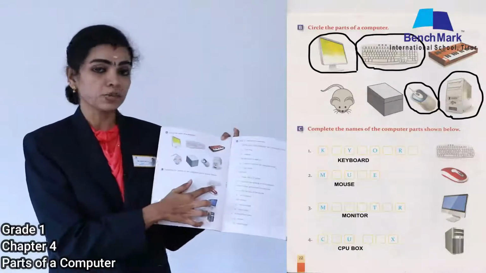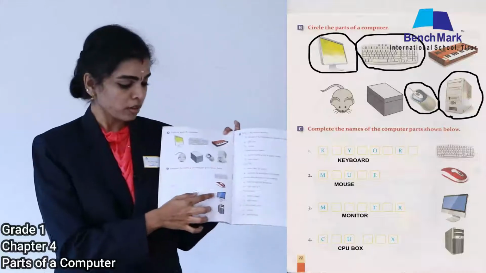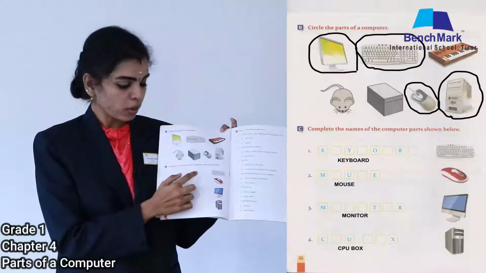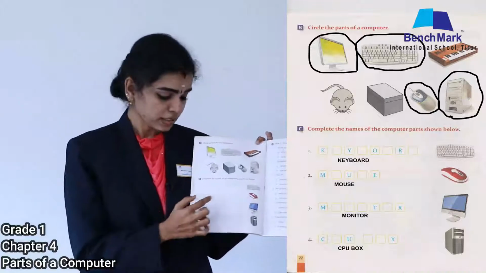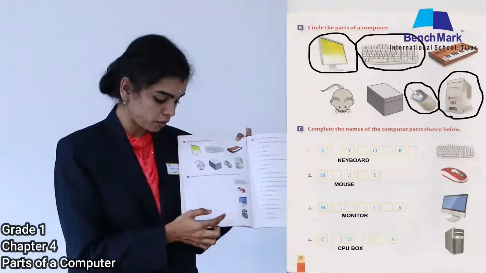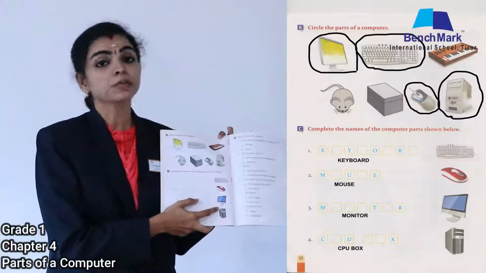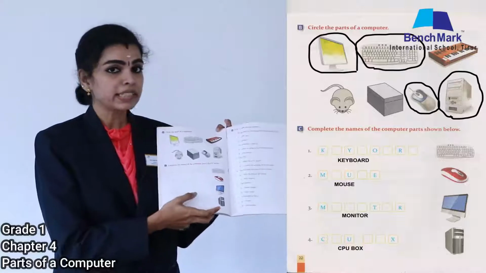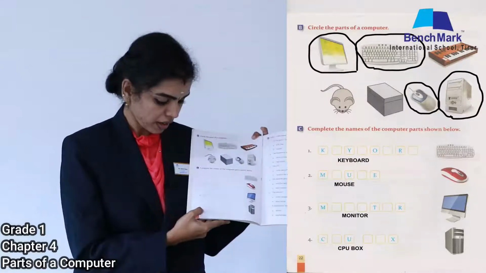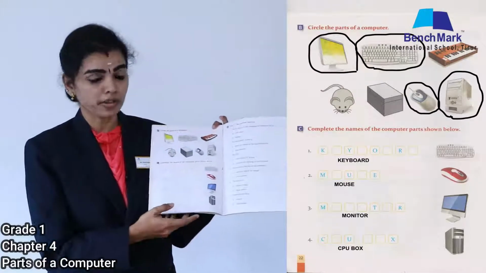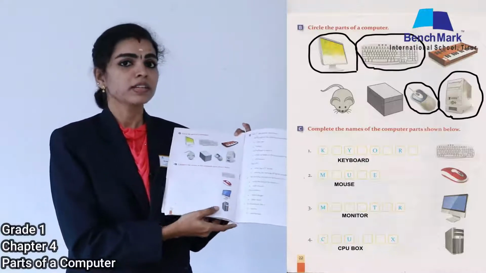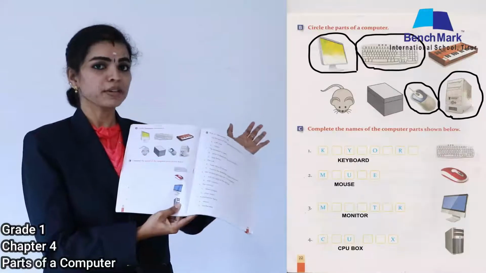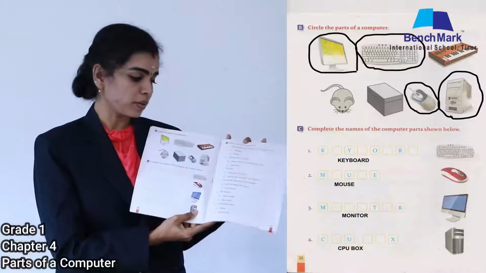What is the first one? The first one is keyboard. And the second part is mouse. And the third part is monitor. And the last part is CPU box. Okay. Can you see this? I have given the spelling here. Please note it down.